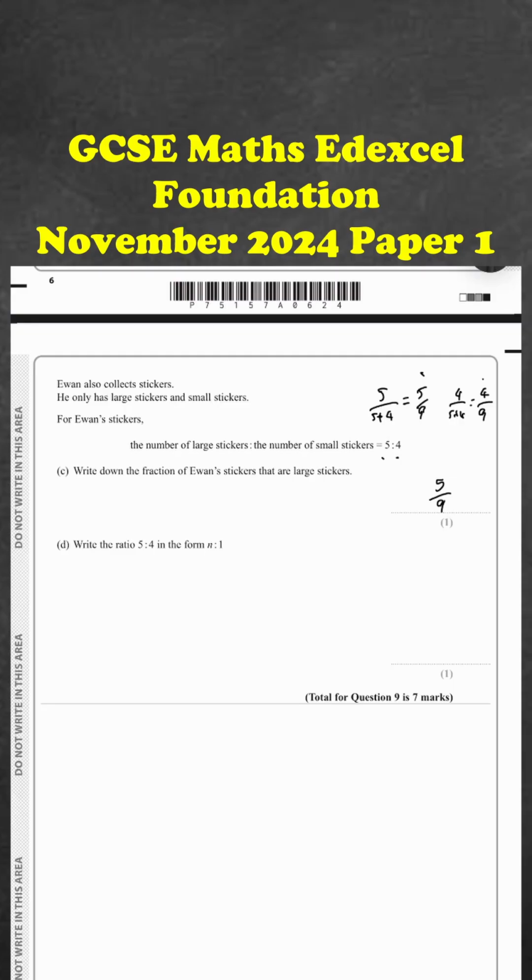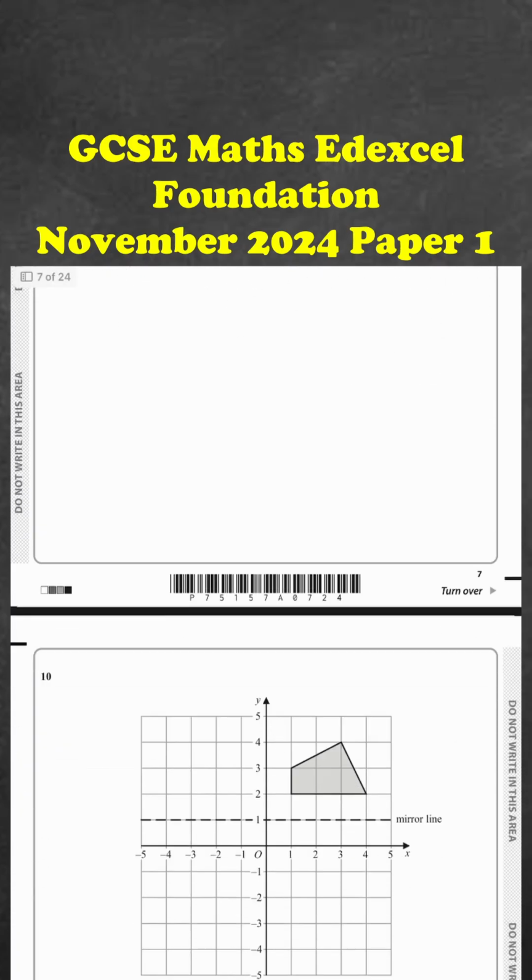Part D, write the ratio 5 to 4 in the form n to 1. So to get from 4 to 1, we divide by 4. So to get from 5 to n, we need to divide 5 by 4. So we're going to do 5 divided by 4, which is the same as 1.25. So that 5/4 is the same as 1.25 compared to 1. And that's the end of question 9.